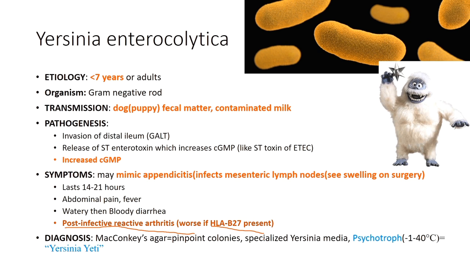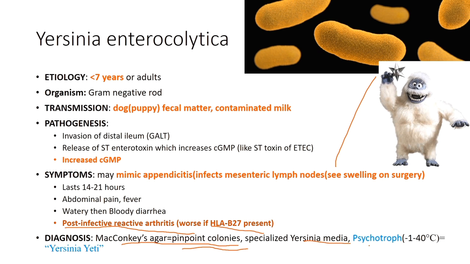So how do we diagnose this guy? And this is why I have this picture of the Yeti guy from Rudolph the Red-Nosed Reindeer. So MacConkey agar, when we grow it on there, it makes pinpoint colonies, very small. So Yersinia is very small. It also has specialized Yersinia agar you grow it on, but that's super low yield. However, how this guy grows gives it its name.